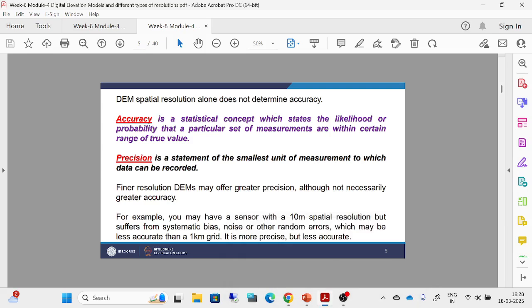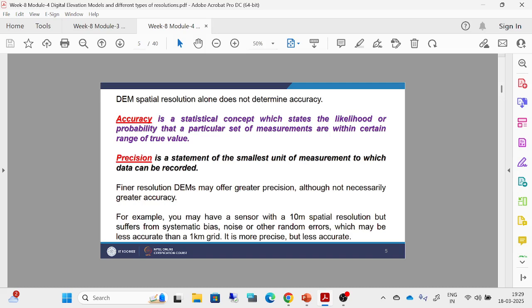So finer resolution DEMs may offer greater precision, although not necessarily greater accuracy. Finer resolution DEMs means the ones with a lot of information. So information will be there, which means precision is there, but it may not be accurate. It may not be representative of the true thing.